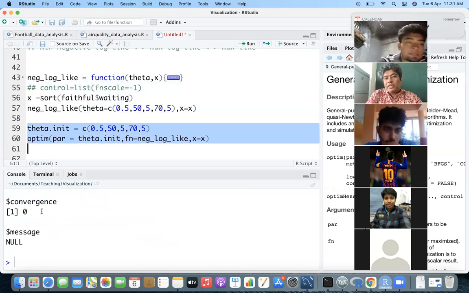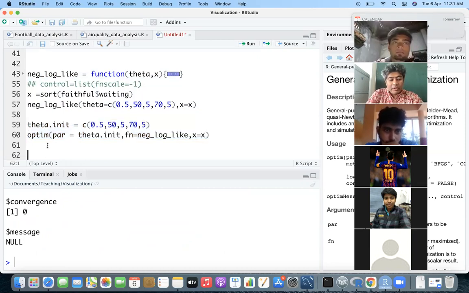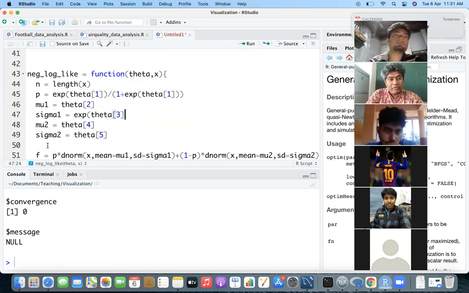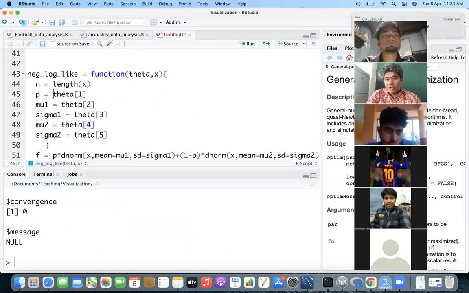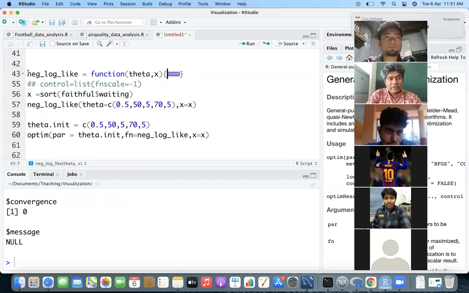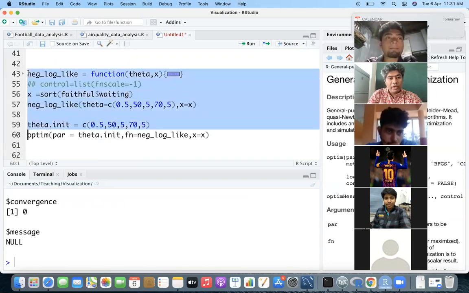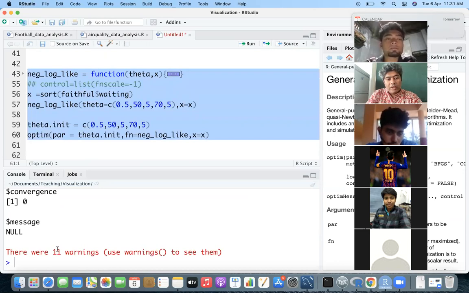you see these warnings are not coming. Previously there were some warnings. Why? Because if you run again without these transformations, if you run this, there were 11 warnings. Now, if you just use warnings to see them, what is happening?